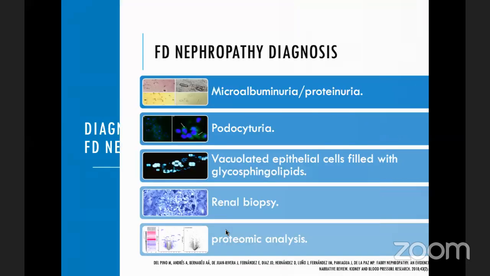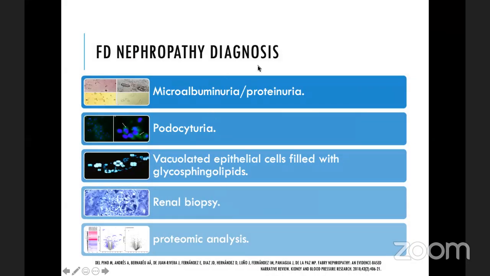How can we diagnose Fabry nephropathy? We look for urine biomarkers. Important biomarkers in the urine are in the form of microalbuminuria or proteinuria, which appear in infancy, as we said, and podocyturia.